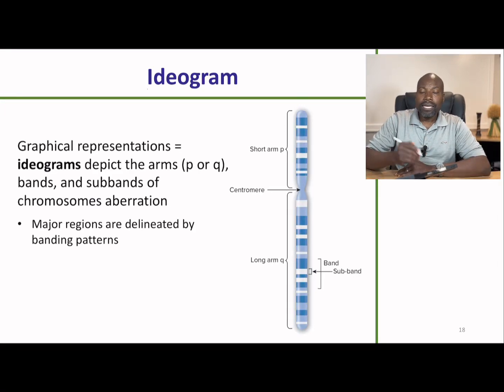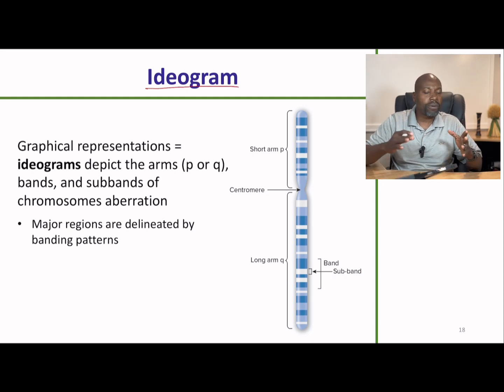So the next step we are going to make is on the ideogram. What is the ideogram? The ideogram is a graphic representation of the chromosomes that depicts where the bands are on the chromosomes and where the subbands are on the chromosomes. This is very important because this allows you to know specifically where a particular defect is located on the chromosome, right?